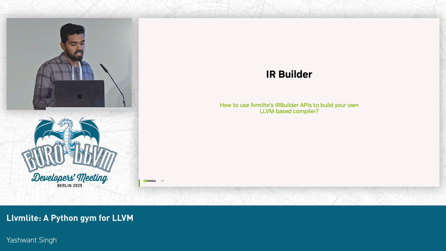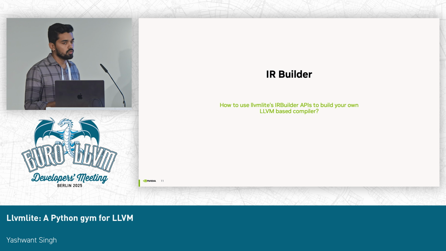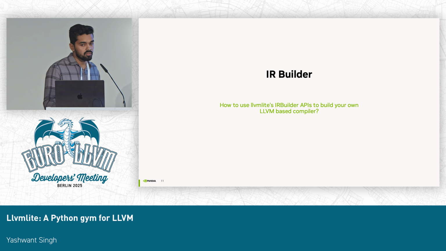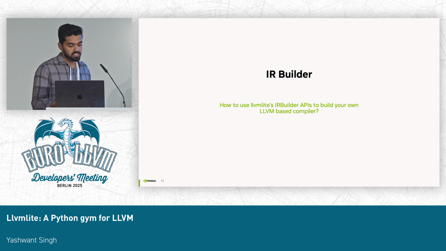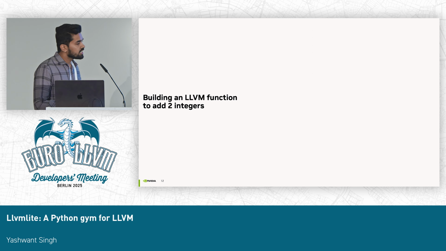Starting with IR Builder. IR Builder acts as a compiler frontend, which allows you to lower any programming language to LLVM IR. In this talk, I'm not going to show you how to build your own programming language. I'm going to focus on a few examples of how the LLVMlite IR Builder works to generate an LLVM IR function. So let's try to build an LLVM function which adds two integers, a very simple function. Let's see how we can do it.